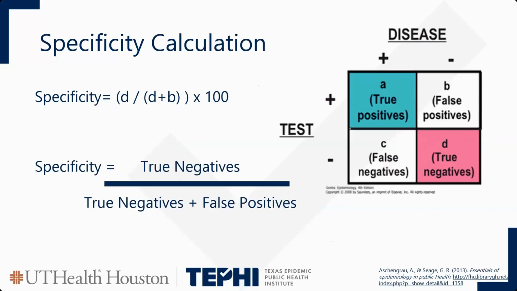This is also a 2x2 table showing you how specificity can be calculated. It's calculated by having all the true negatives divided by the true negatives plus the false positives.